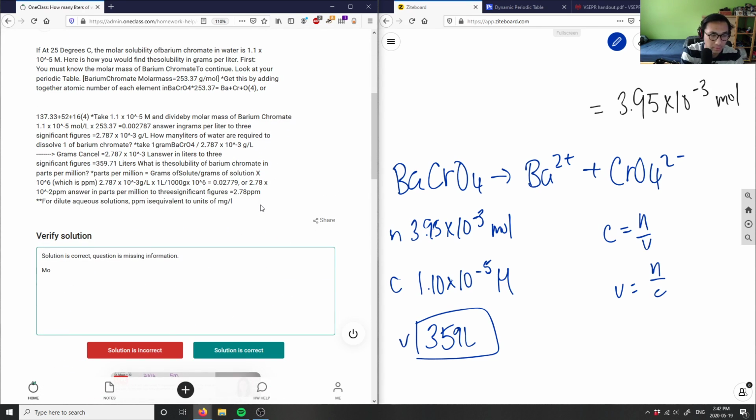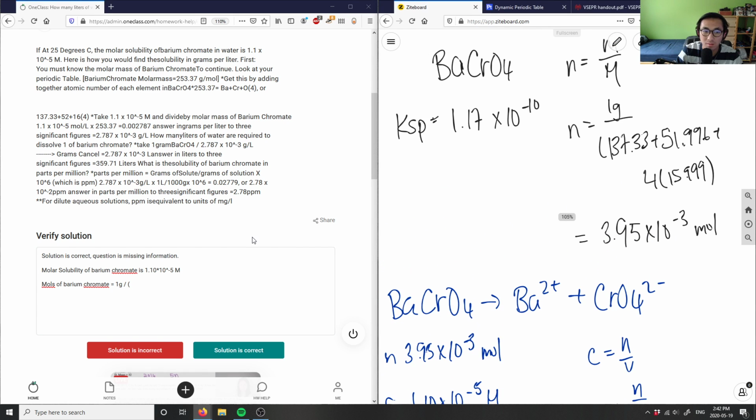So basically, the molar solubility of barium chromate is 1.10 times 10 to the negative 5, and then we can solve it. Let me just write this down: moles of barium chromate would equal 1 gram divided by the molar mass, which is 137.33 grams per mole plus 51.996 grams per mole plus 4 times 15.999 grams per mole, which would equal 3.95 times 10 to the negative 3 moles of barium chromate.